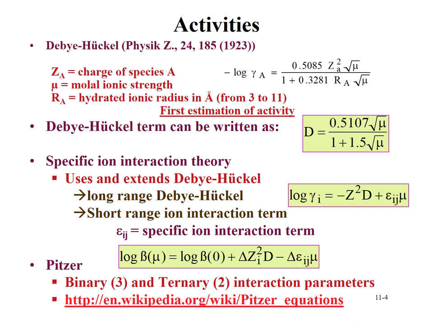Now, there's a number of different equations that are used to evaluate activities. One of the earliest is the Debye-Huckel equation listed here. Rather straightforward equation. Here's your activity coefficient, where we have some constants, where some of the conditions involved in here are the charge of the species, the molal ionic strength, so not molar but molal, and the hydrated ionic radius in angstroms.